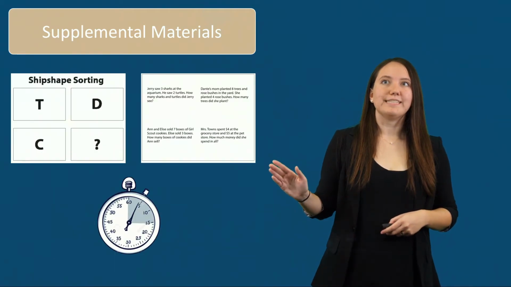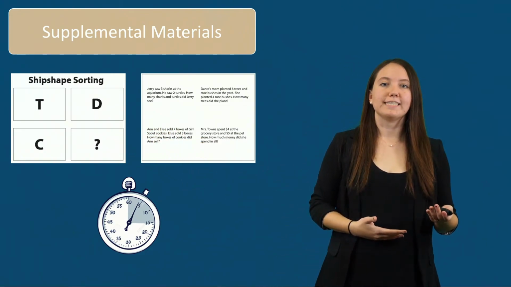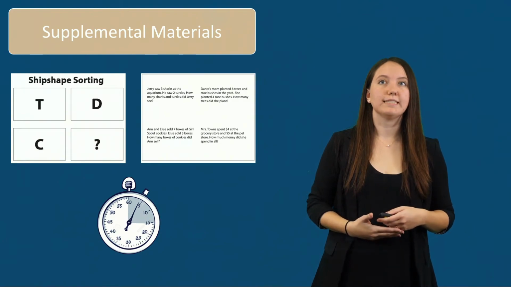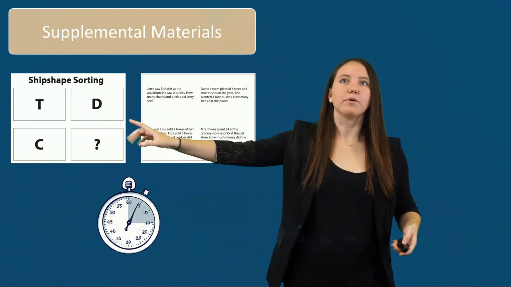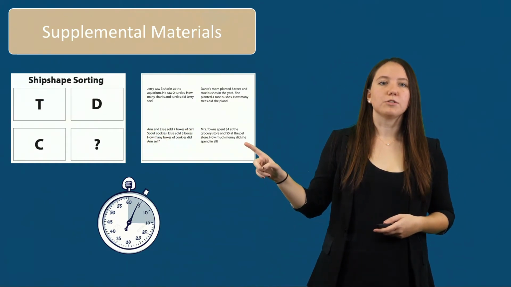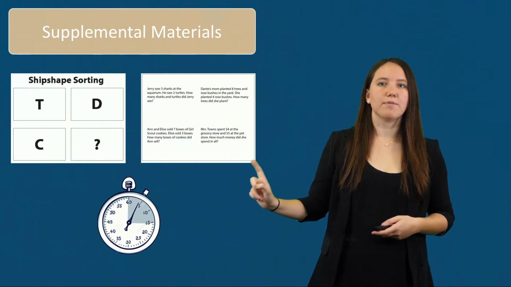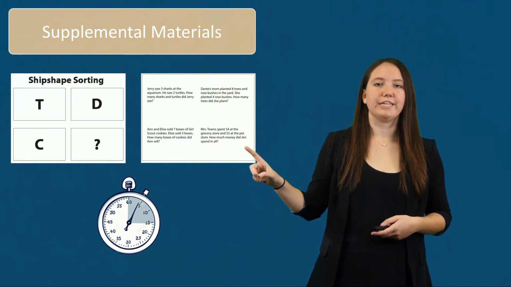So next we see our Shipshape sorting mat and cards. In the Shipshape sorting activity, students practice sorting word problems into schemas. To do this, they need the cards, as seen here, and the sorting mat, both of which are found in the supplemental materials. The cards have a word problem on the front and the corresponding schema on the back, with either a T for total, a D for difference, or a C for change.